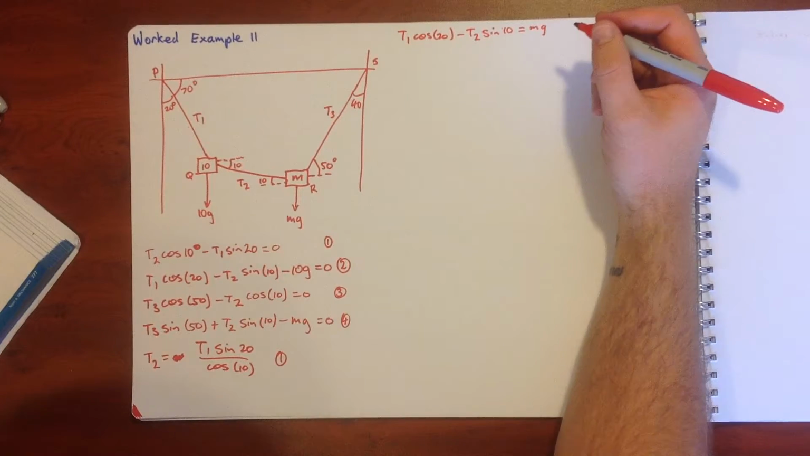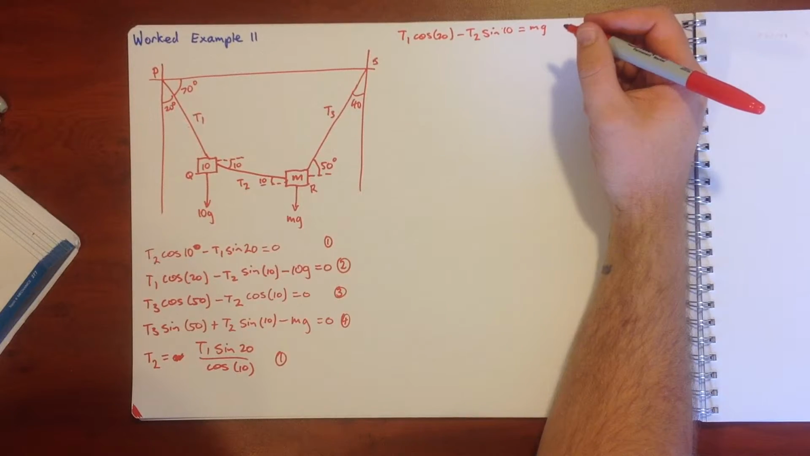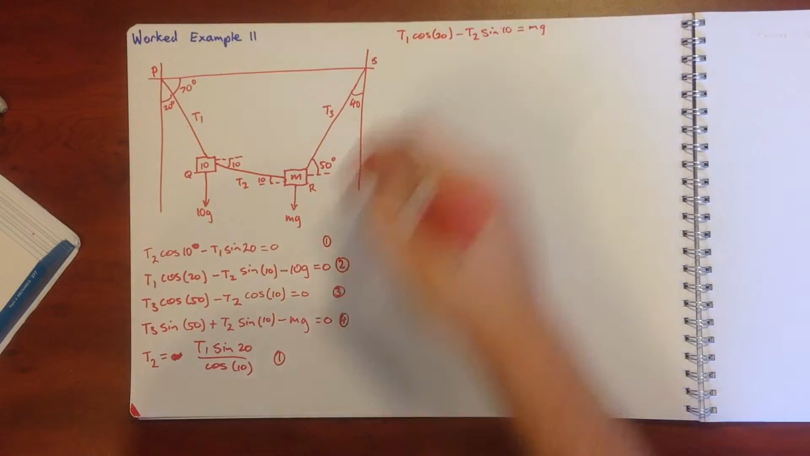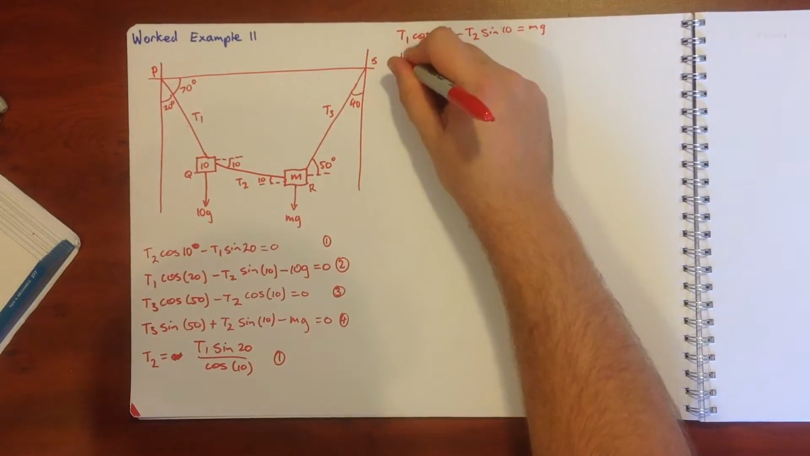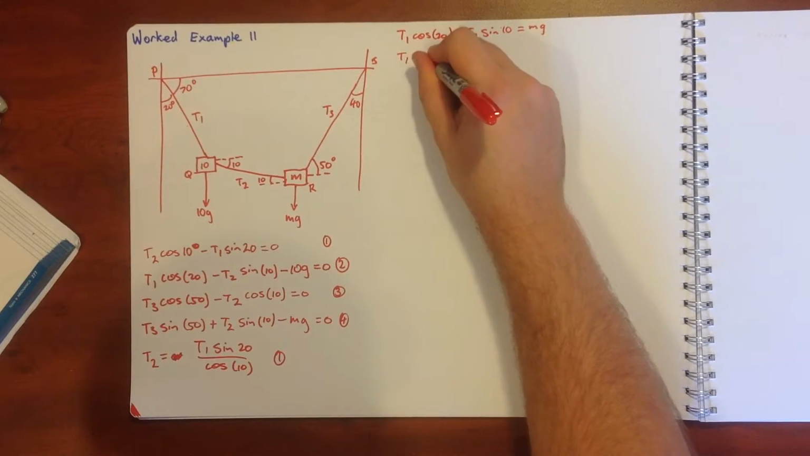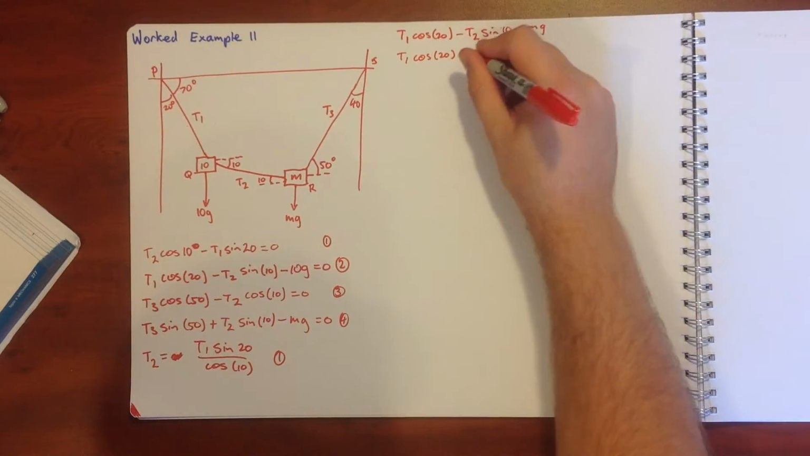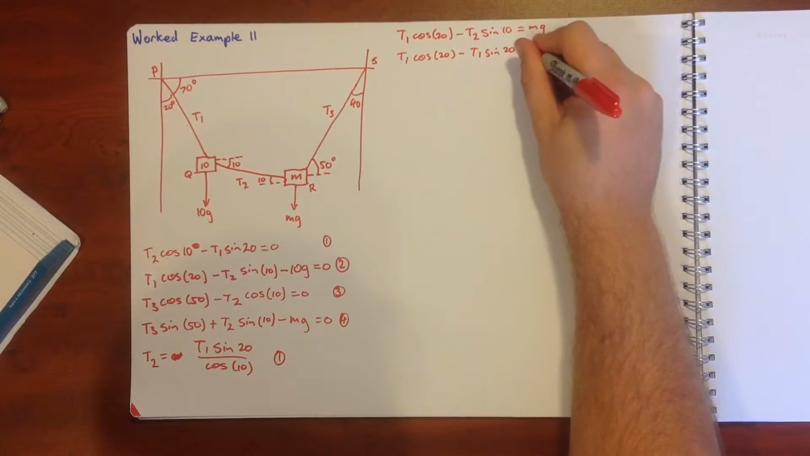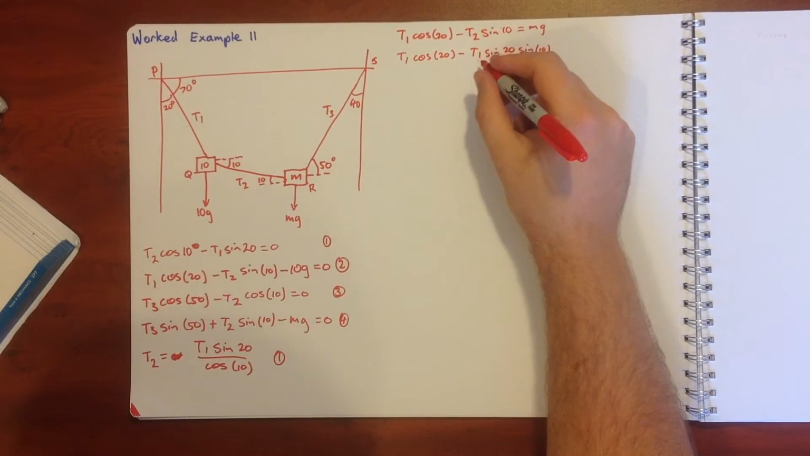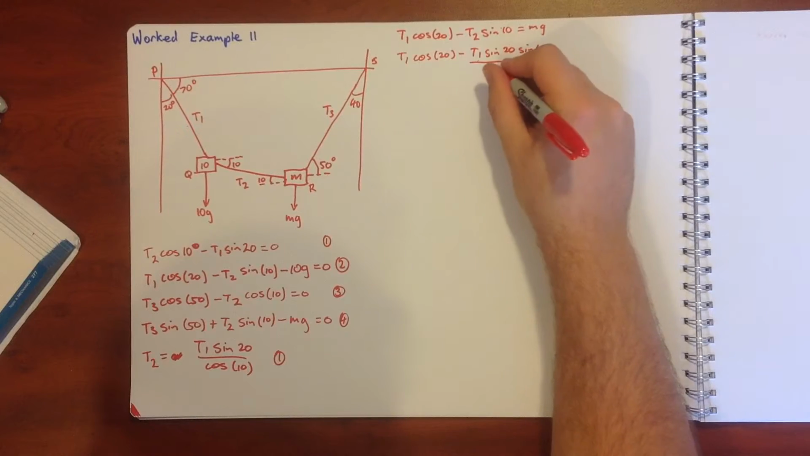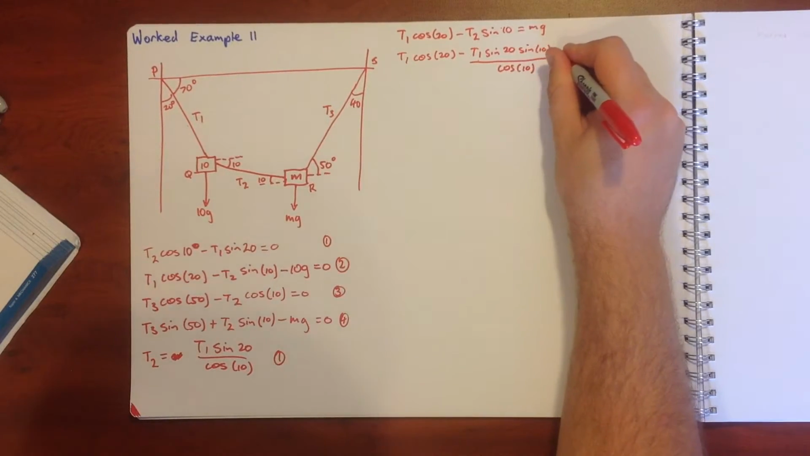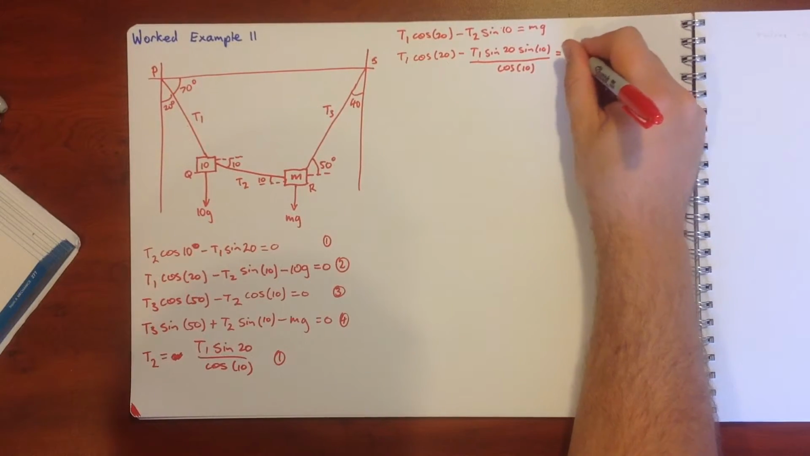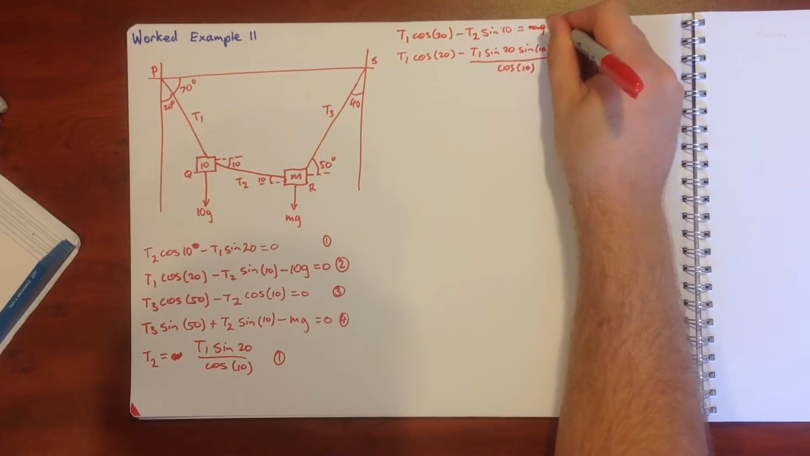And well, we can bring some of the other stuff across here. We can put this in for our T2 now and say then that we've got T1 cos of 20 minus T1 sine of 20 times sine of 10 over our cos of 10 equaling our mg, 10g. Sorry, that should be now 10g.